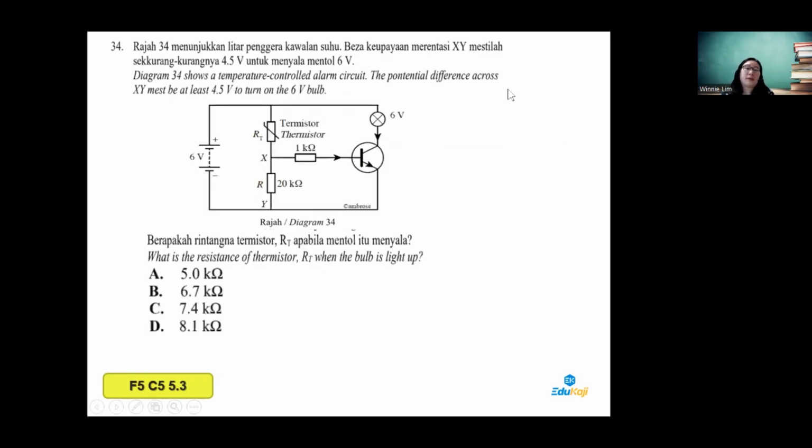Next one. This diagram shows a temperature control alarm circuit, and the potential difference across XY must be less than 4.5 to turn on the 6 volt bulb. What is the resistance of thermistor RT? So basically this is the potential divider circuit.